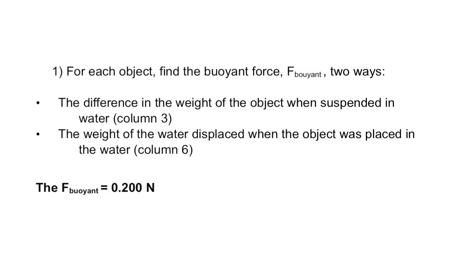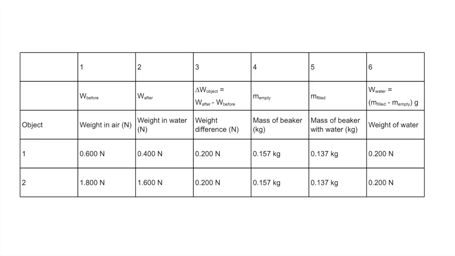Analysis and application questions. 1. For each object, find the buoyant force, F buoyant. There are 2 ways you can do this. It's either the equation found in column 3, which is the difference in weight of the objects when suspended in water, or column 6, the weight of the water displaced when the object was placed in the water. We find that the buoyant force in this solution was 0.2 newtons. This should also be placed in your chart.